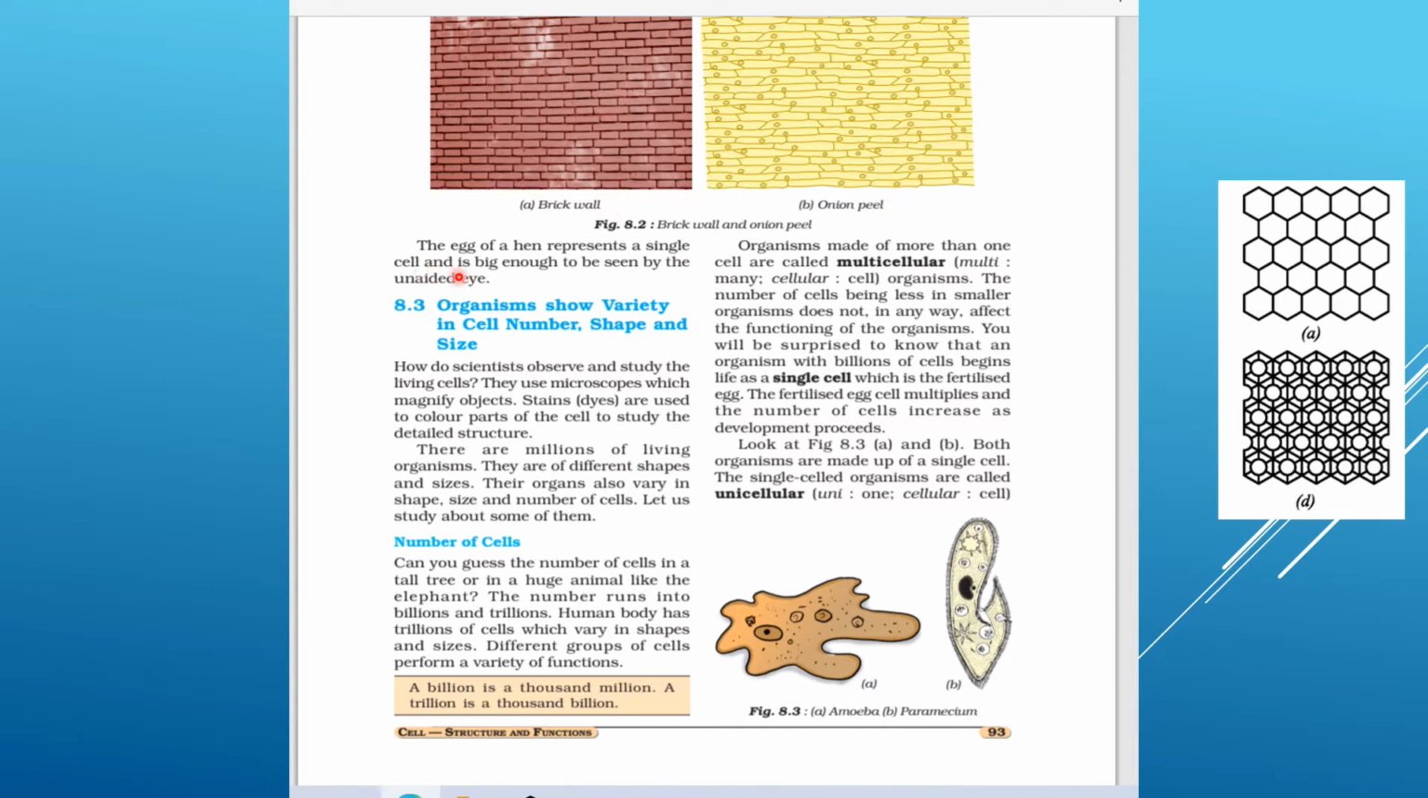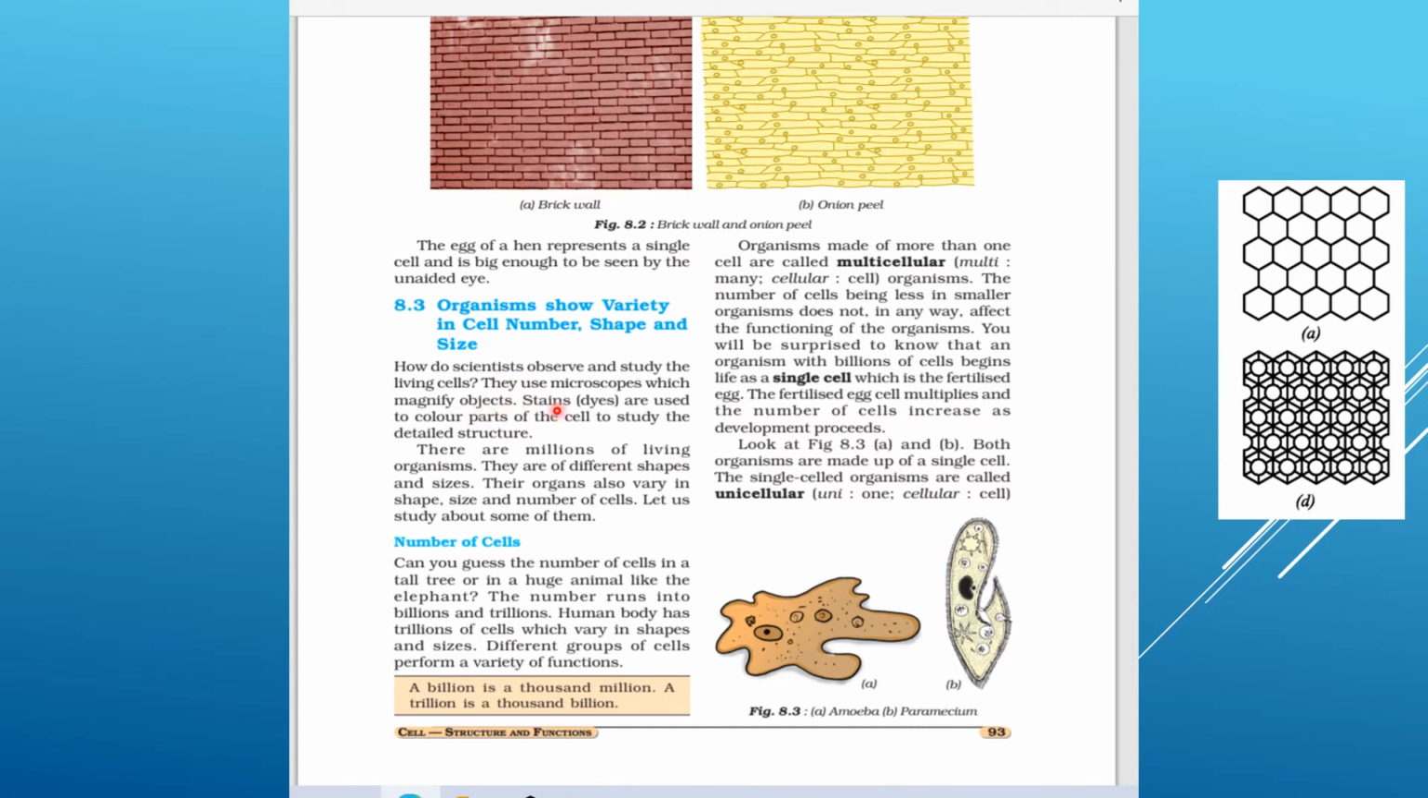The egg of a hen represents a single cell and is big enough to be seen by unaided eyes. It is also a single cell, but it is not too small. We can see it without a microscope. So organisms show variety in cell number, shape and size. So how do scientists observe and study living cells?